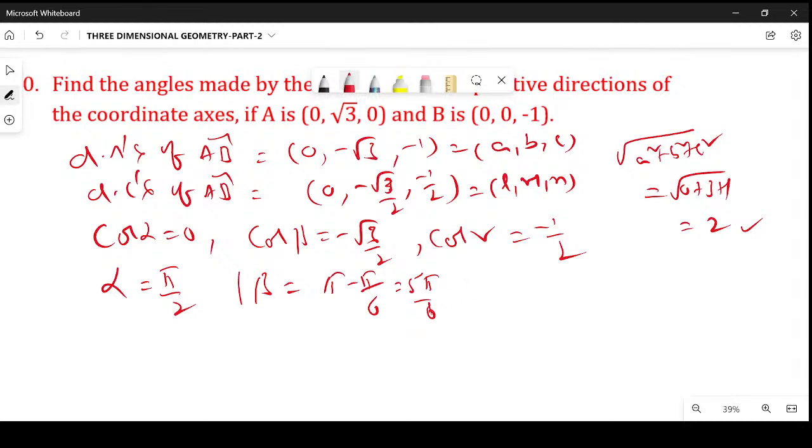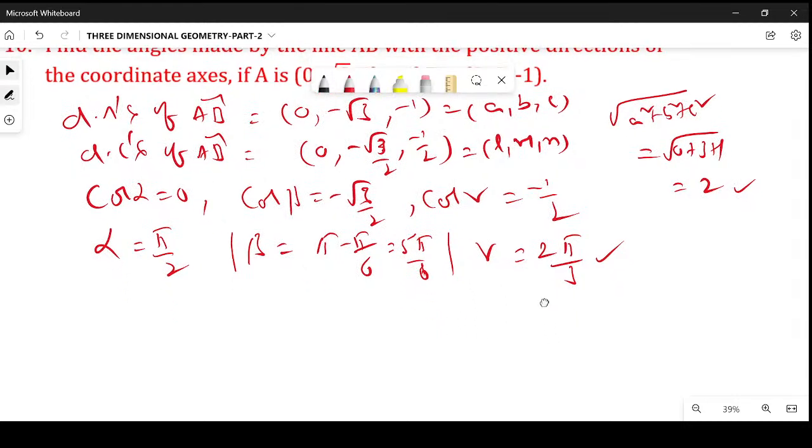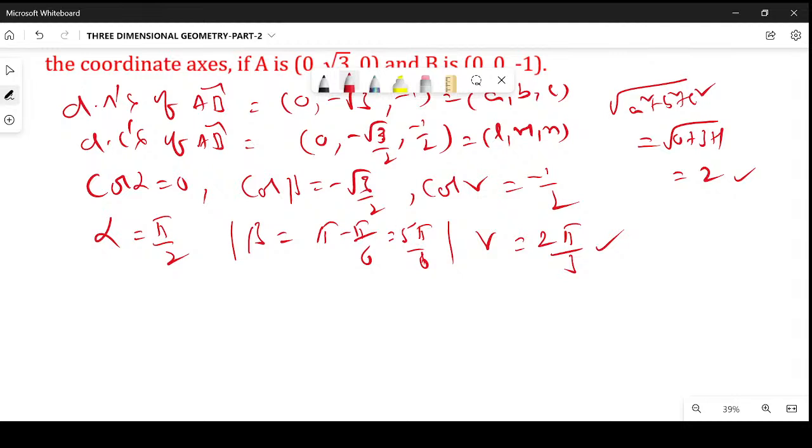Next we have gamma. Cos gamma is minus 1 by 2, which gives 120 degrees, that is 2 pi by 3. So these are the required values of alpha, beta and gamma: alpha is pi by 2, beta is 5 pi by 6, and gamma is 2 pi by 3. That is what they are asking here. Simple problem. Try to understand that.